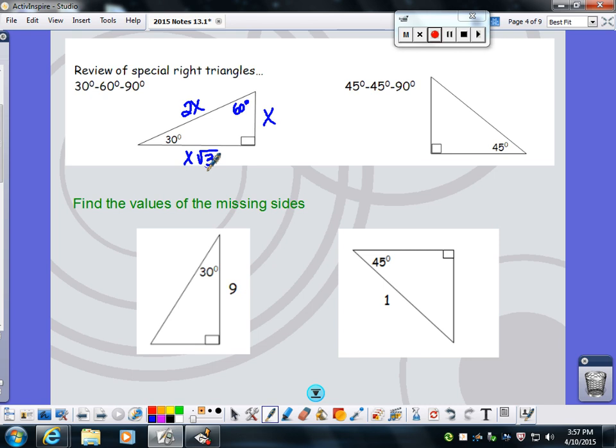And here again, this is coming from the Pythagorean theorem. Like I said, if you didn't do the proof of this in geometry, we can talk about that later. In a 45, 45, 90 triangle, it's also called an isosceles right triangle because the legs are congruent. We're going to call the legs x, and the hypotenuse is x square root of 2.